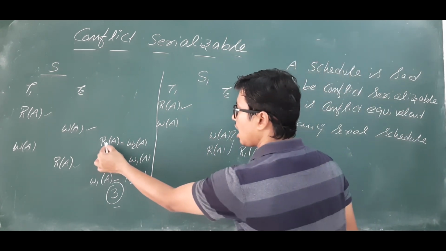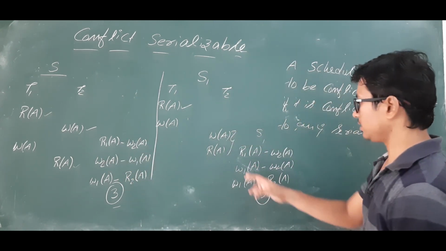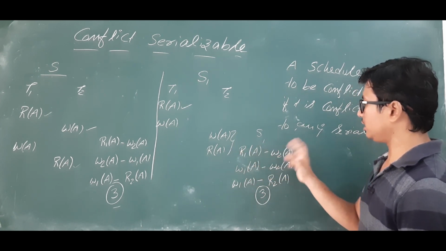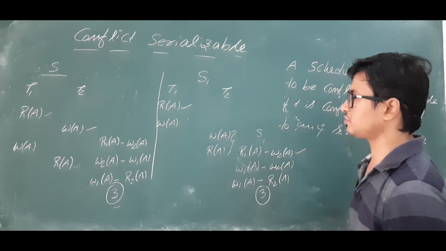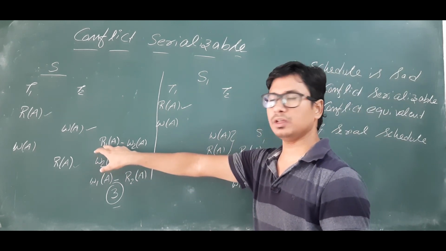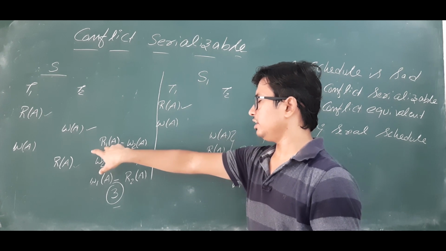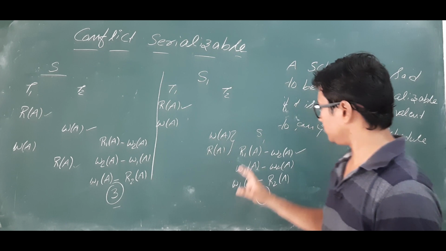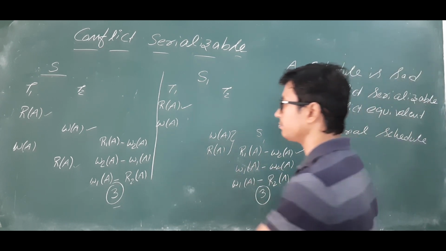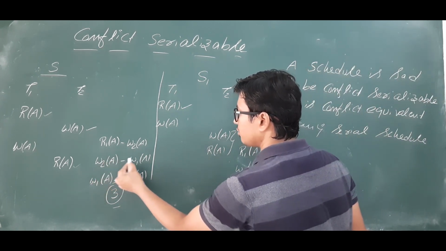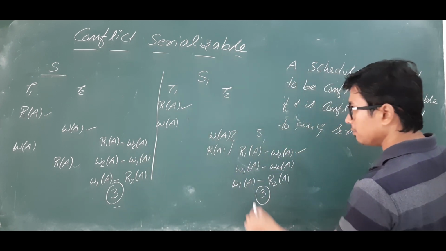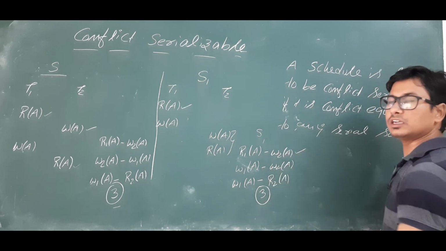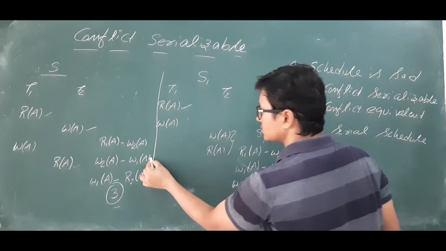If you see R1 of A, W2 of A, you need to find the same here. R1 of A, W2 of A. So these 2 are satisfied. It is saying perform the read in transaction 1 on data item A, then perform the write on the data item. Here it is also saying so, so these 2 are okay. Now come to this one, W2 of A, W1 of A. But this is saying that you perform the write in transaction 1 first, then in transaction 2. So these 2 are not the same.